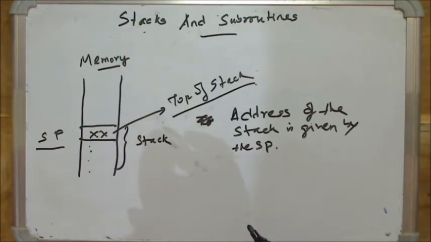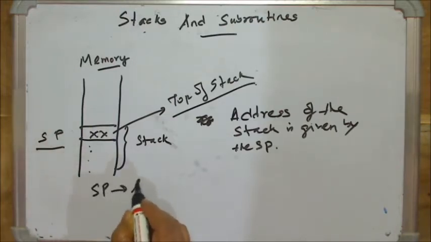Now what is the stack pointer? Stack pointer is the address of the top of the stack. Understood? So let's get clear. Stack is a set of memory locations present in the memory. But stack pointer is a register. It is a 16-bit register. It is present in the microprocessor. It contains the address of the top of the stack.